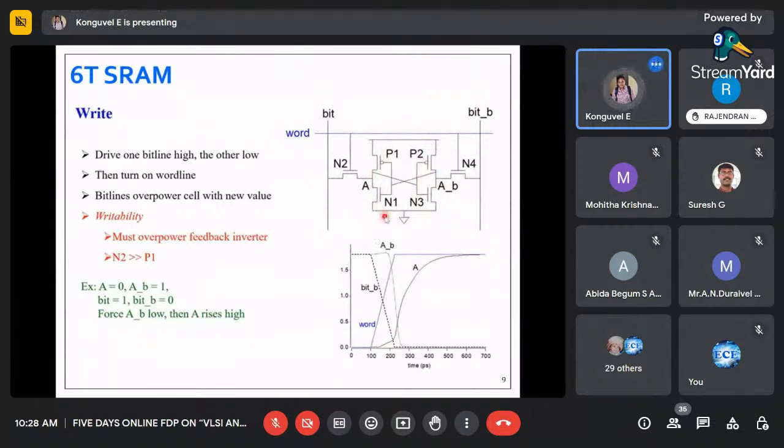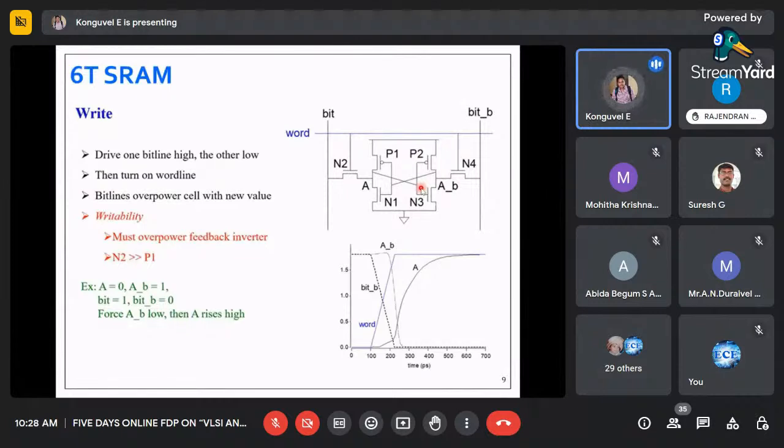At one time, either N1 or N3 will be turned on or turned off. Similarly, P1 and P2, either one transistor will be turned on and the other turned off. Because of this feedback, this acts as a feedback inverter, so this has to be overcome. That is the concept underlying the write operation. I hope everyone is clear with this.